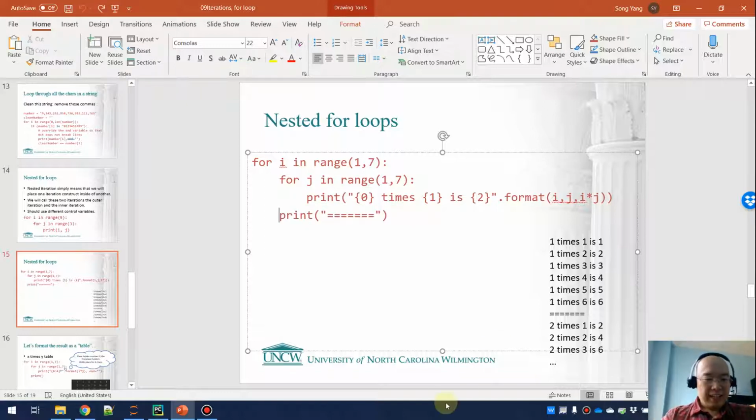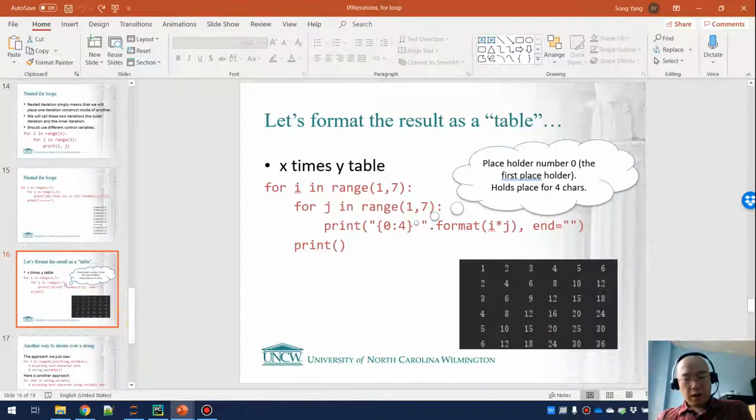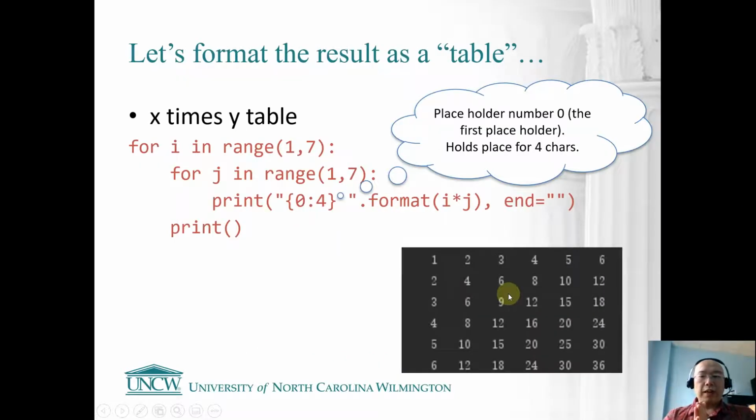We are about to finish. The next thing we want to do is make it a table. That is 1 multiplied by 1, 1 multiplied by 2, 1 multiplied by 3, and then 2 multiplied by 1, 2 multiplied by 2, 2 multiplied by 3. So we want to make it a table. And how do we do that?